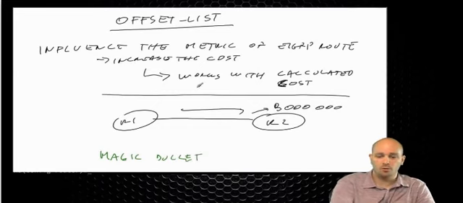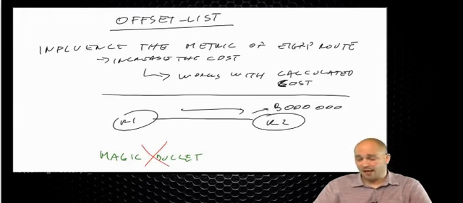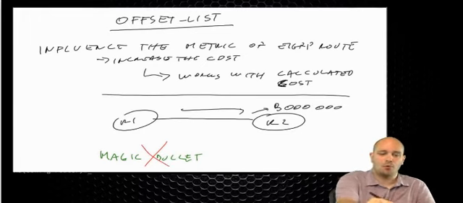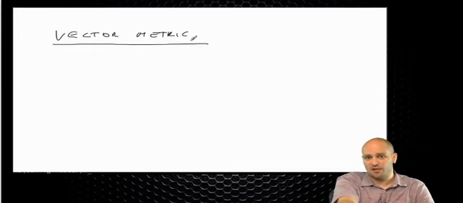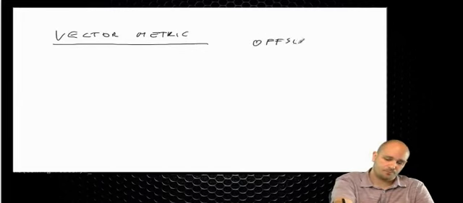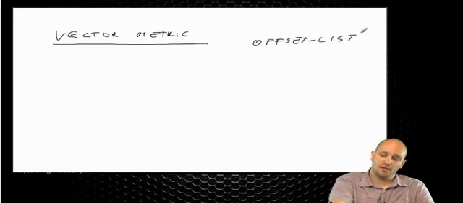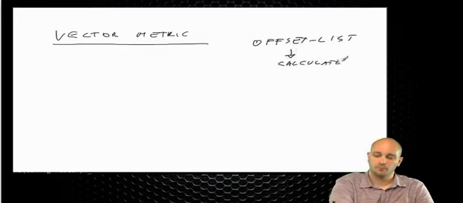Well, as you know, there is no such thing, and offset list is not a magic bullet. Now, why is it not a magic bullet? Because remember, EIGRP uses something that is called vector metric, which means that the calculated value is never actually communicated to any of the neighbors. So when you use the offset list, you are actually influencing the calculated metric, which means that you are influencing a composite metric.